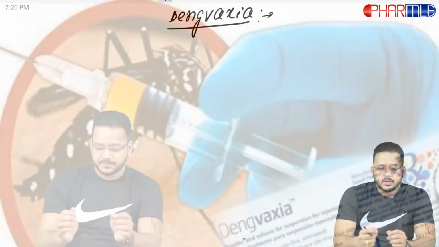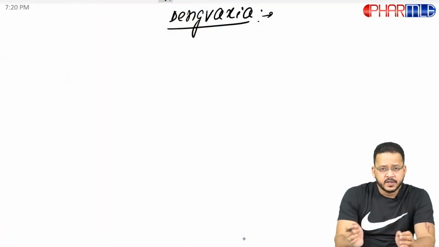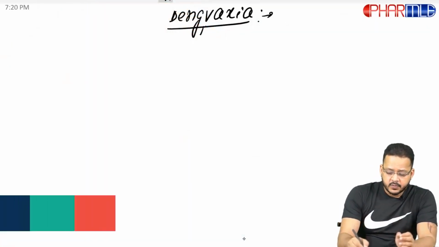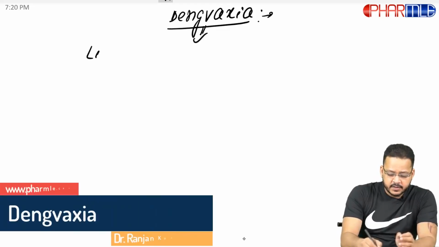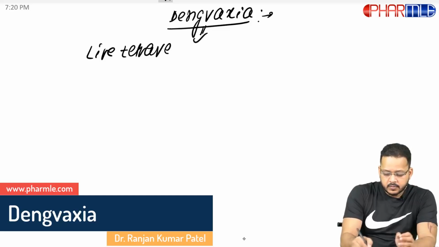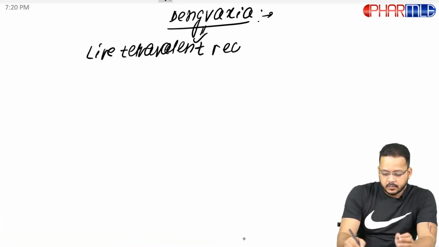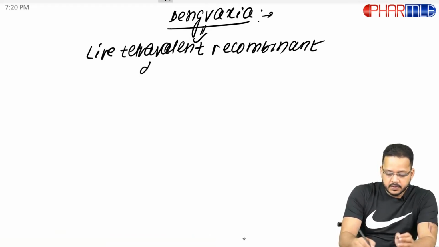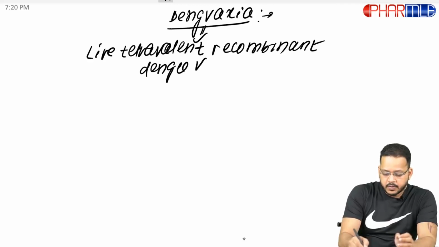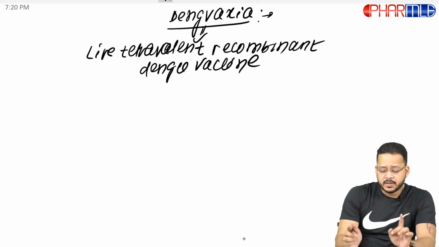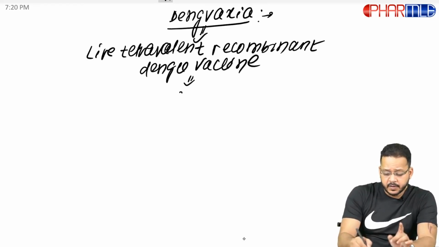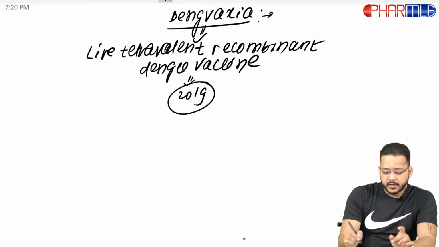Let's begin. So let's discuss Dengvaxia. What is Dengvaxia? Dengvaxia is a live tetravalent recombinant dengue vaccine, which has been approved by FDA in 2019.